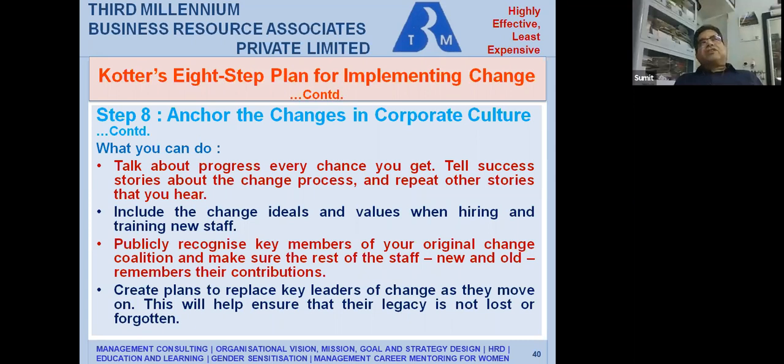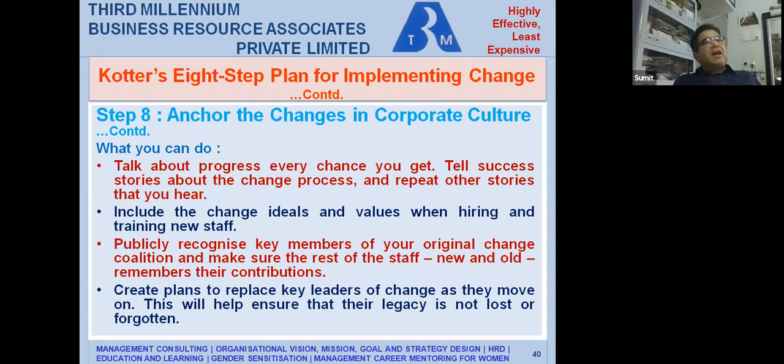Whatever progress you have achieved, you have to talk about it so that people know and see for themselves. Unless you point it out to them, many of them will not be able to see. So you have to make it a practice to disseminate the successes. Tell success stories about the change process.